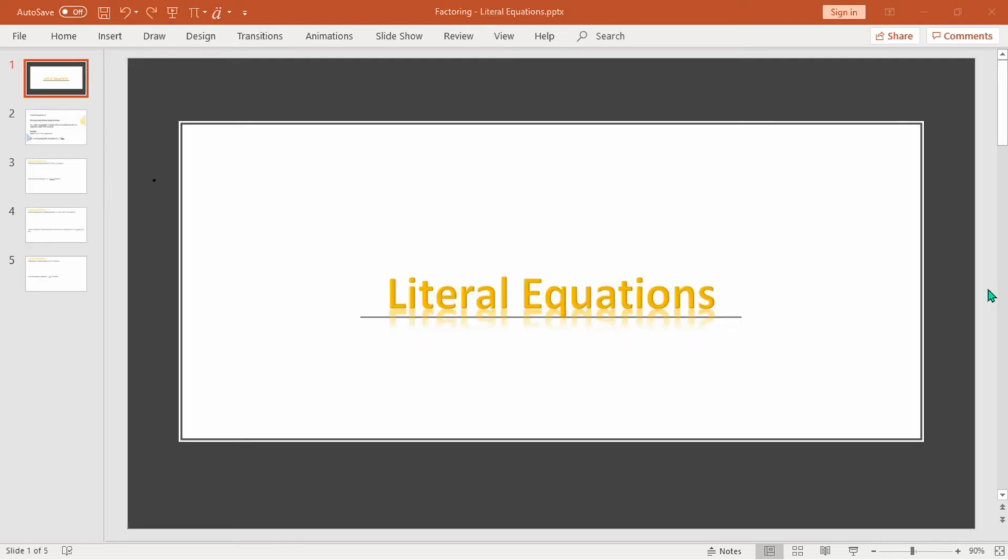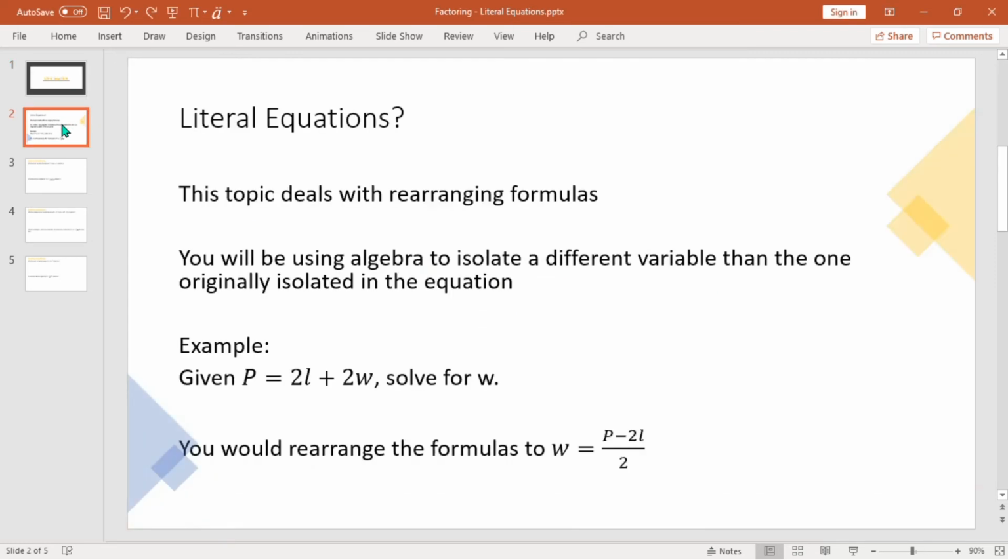Let's take our algebra skills and deal with some literal equations. So what does this mean? We're going to rearrange formulas. So we're going to take our algebra and we're going to take a formula that may have looked like something here. Perimeter is equal to 2 times length plus 2 times width, but I want to know what width is equal to. So I'm going to move stuff around and get my formula to be W equals something. So here we go.